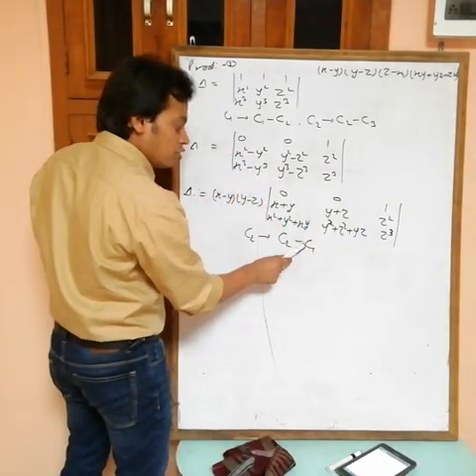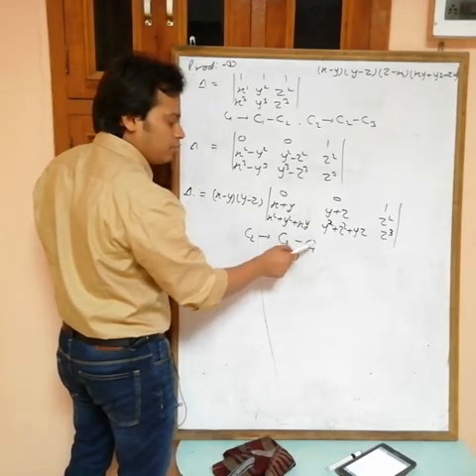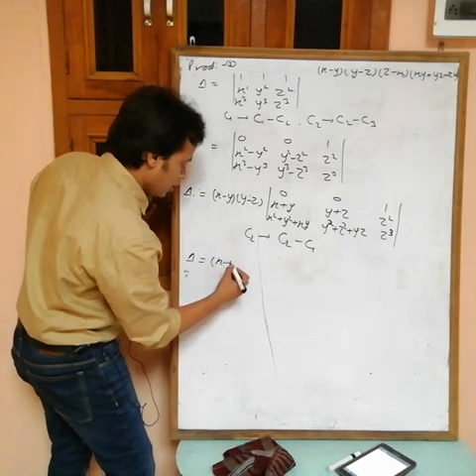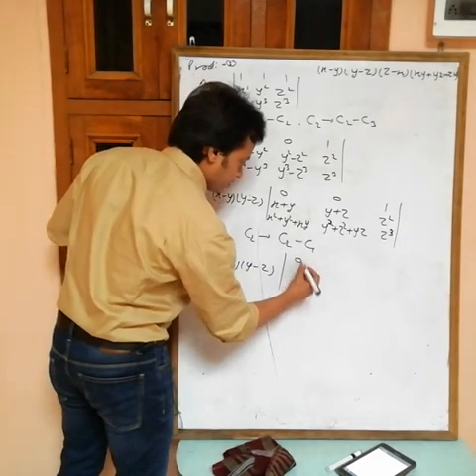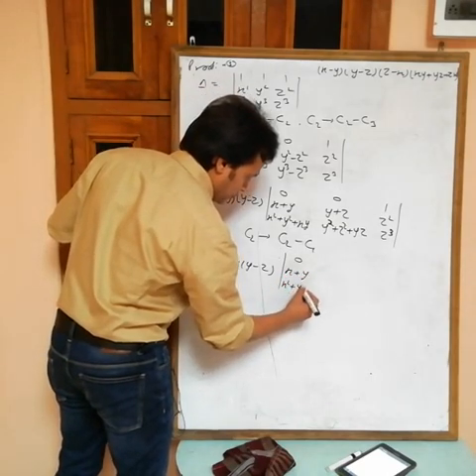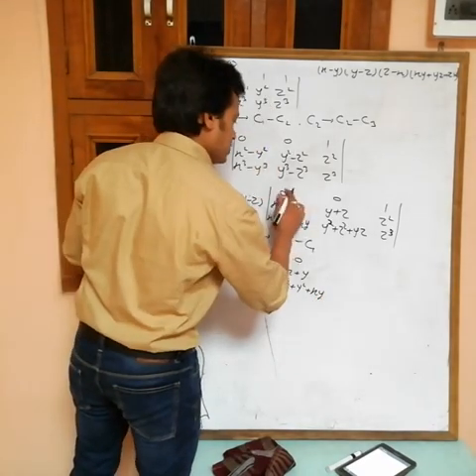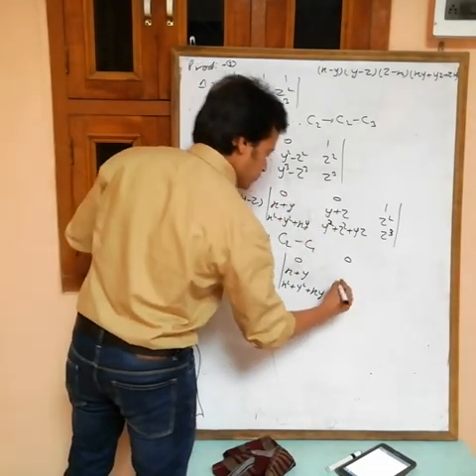You can add or subtract in any column, you can add or subtract a constant multiple of another column. Okay, this is valid now. X minus y, y minus z. C1 remains the same, 0, x plus y, x square plus y square plus xy. In C2, C2 minus C1, 0 minus 0, again 0. This one minus this one, y minus z.